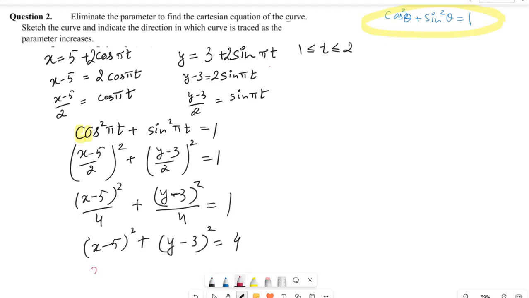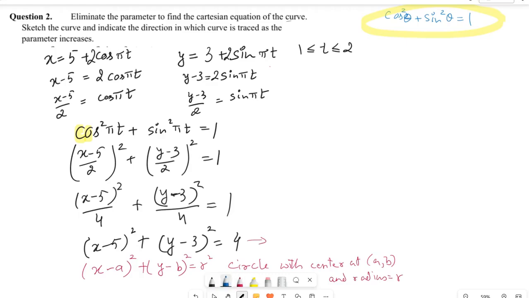If you compare this to the equation x minus a whole square plus y minus b whole square is equal to r square, which is a circle with center at a, b and radius equal to r. Therefore, this one will be a circle with center at 5, 3, where a, b is 5, 3, and the radius is 2 because 2 square is 4.